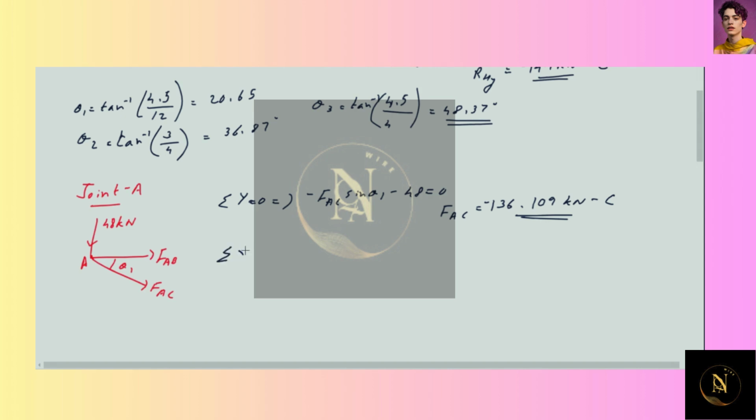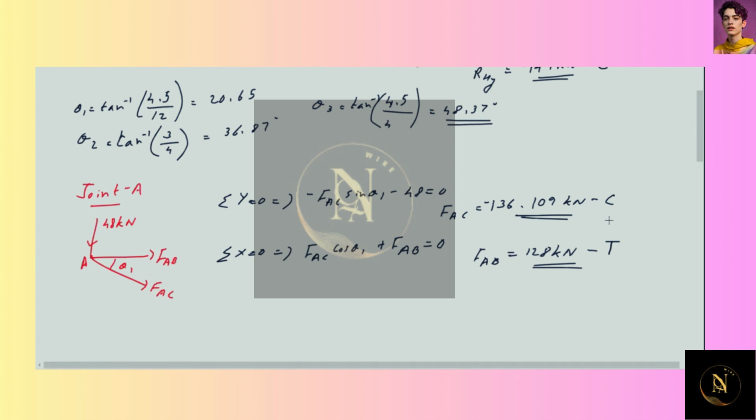Now summation along h equal to 0 gives you FAC cos of theta 1 plus FAB equal to 0. So from here we can write FAB will be equal to 128 kilonewton, and FAB is going outward from the point A, that creates tension. Let's denote it by the letter T.